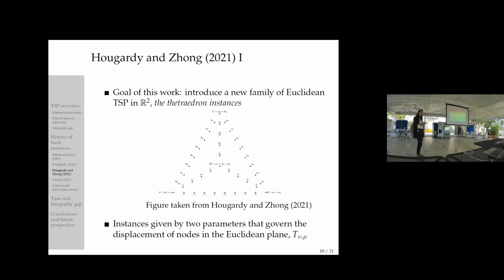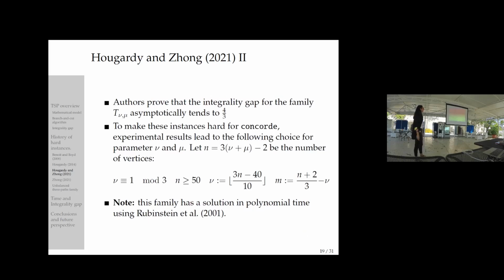Then we have in 2021, so quite recently, Ugardi and Zong, that introduced a family called the tetrahedron instances. This is a Euclidean TSP in R2, and the name derives from the fact that, I don't know if you see the dots, it seems like a projection of a tetrahedron in the plane. The norm is computed according to the R2 norm, and this instance is given by two parameters, mu and nu. They were able to prove that the integrality gap for the family asymptotically tends to 4/3.